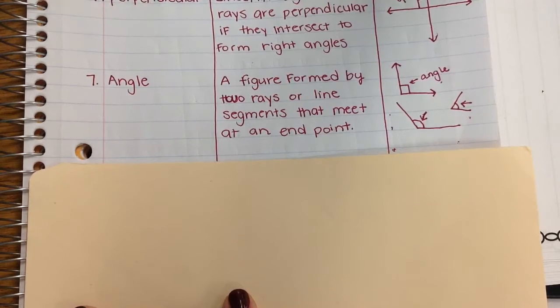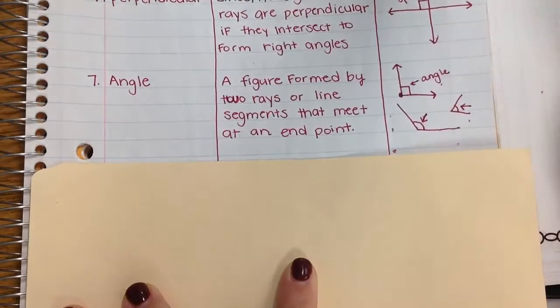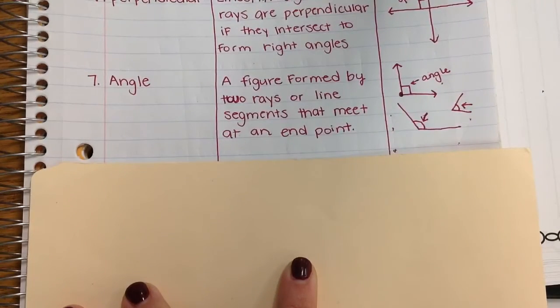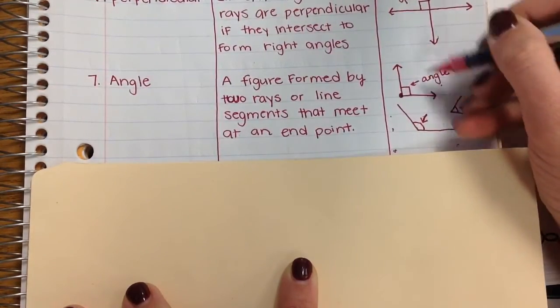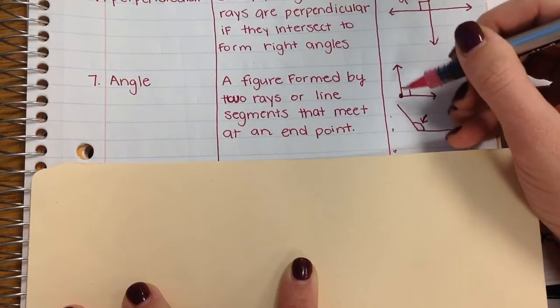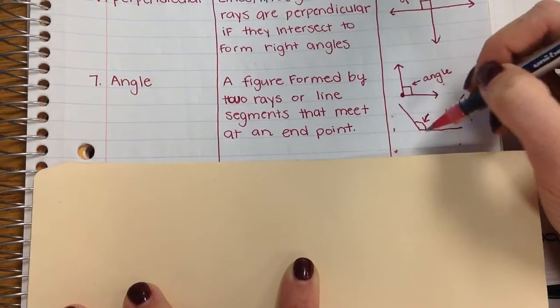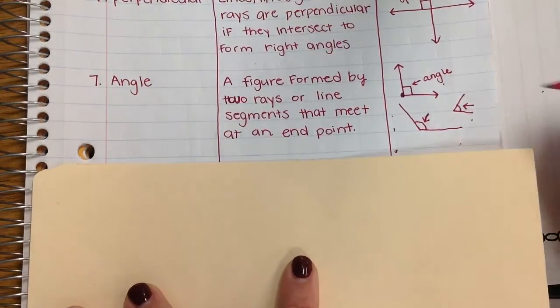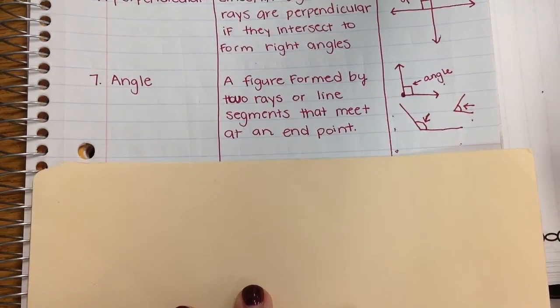And your last word is angle. An angle is a figure formed by 2 rays or line segments that meet at an end point. And an end point is right where the 2 lines meet. An angle is the space in between the 2 lines. So here, this is what we would call a right angle. It's the one that forms a perfect L. This is what we call an obtuse angle. It's a wide angle. And this is an acute angle. It's really small, a cute little angle.